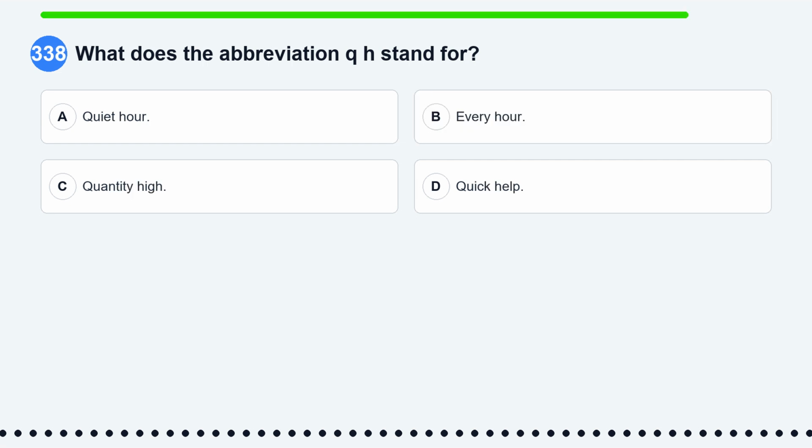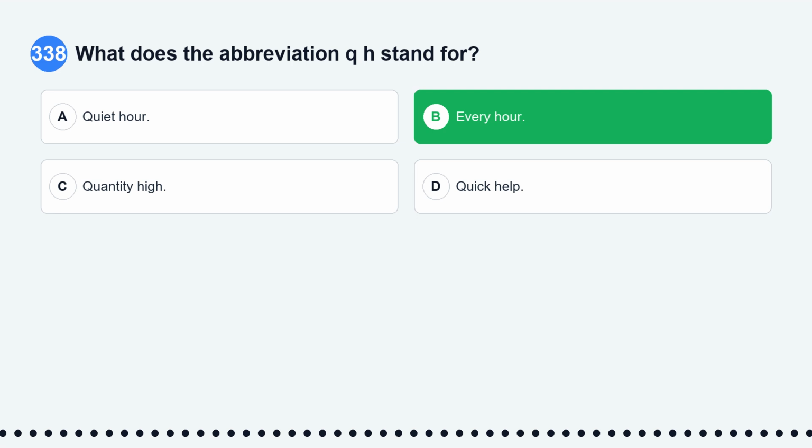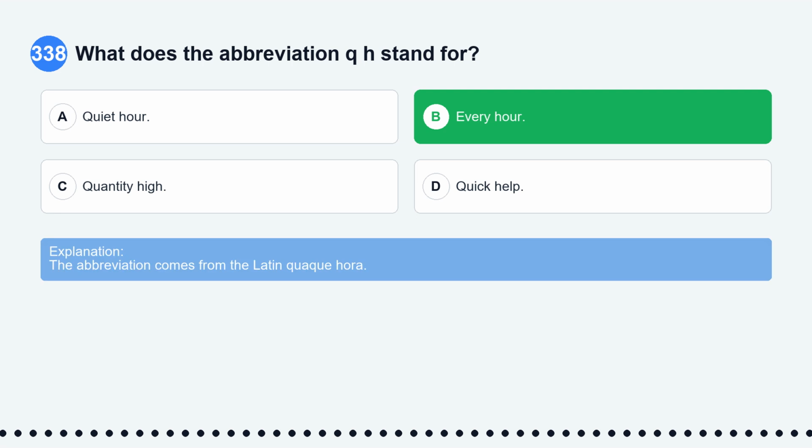Question 338. What does the abbreviation QH stand for? Option A, quiet hour. Option B, every hour. Option C, quantity high. Option D, quick help. The correct answer is option B, every hour. The abbreviation comes from the Latin quaque hora.